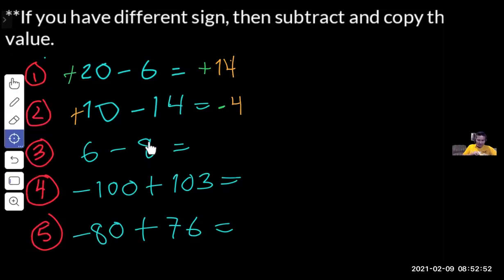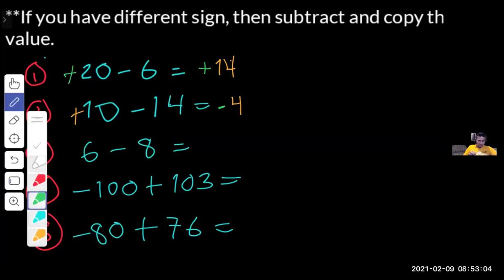Let's solve the next one. 6 minus 8. One is positive, the other is negative, so we need to subtract. 8 minus 6. The order is the same, guys. 8 minus 6 is 2. And what is the greatest value here? 8, which is negative. It's going to be negative. It's a negative 2. That is my answer. Pretty simple, right?